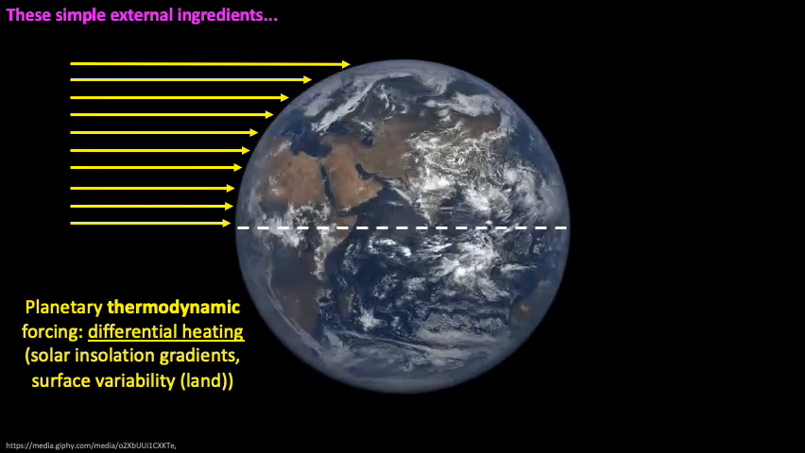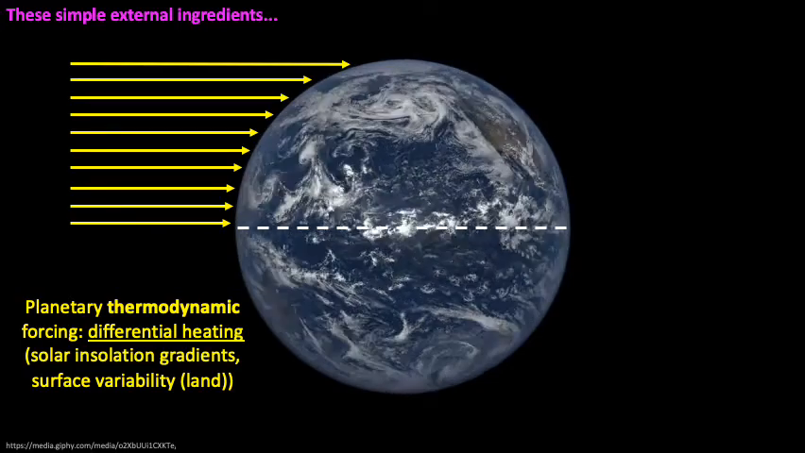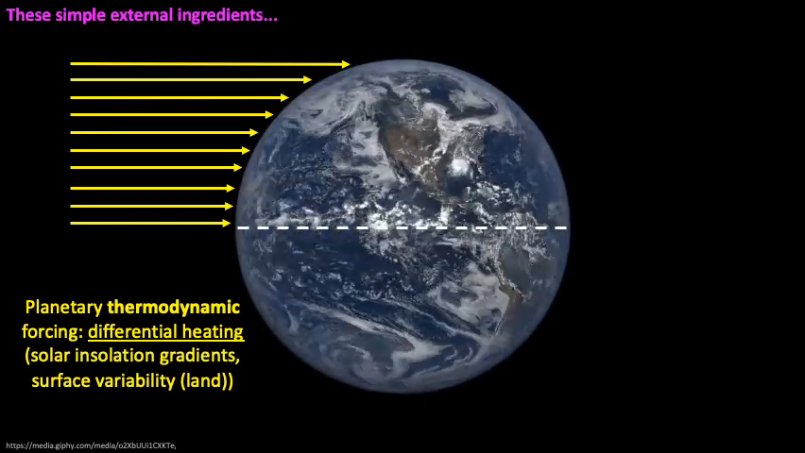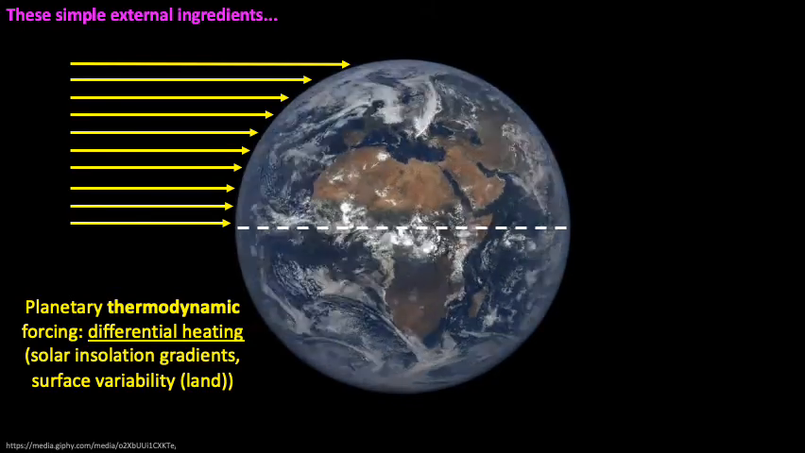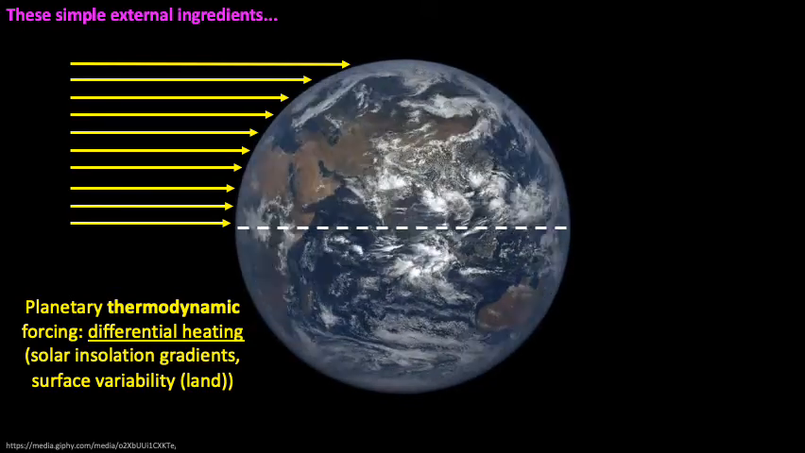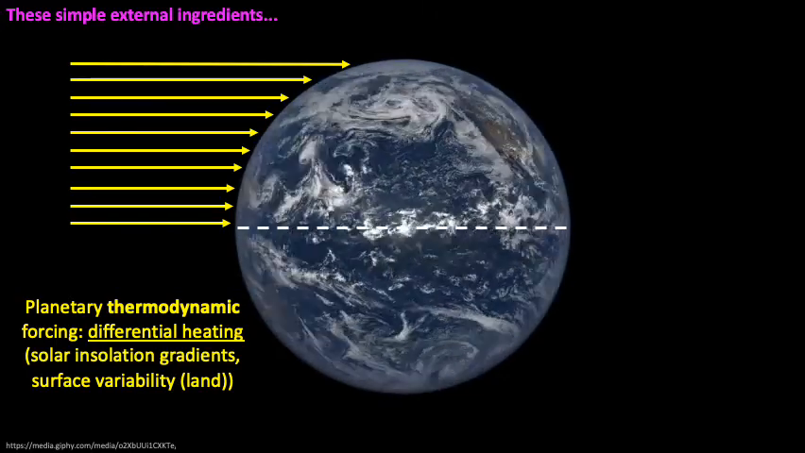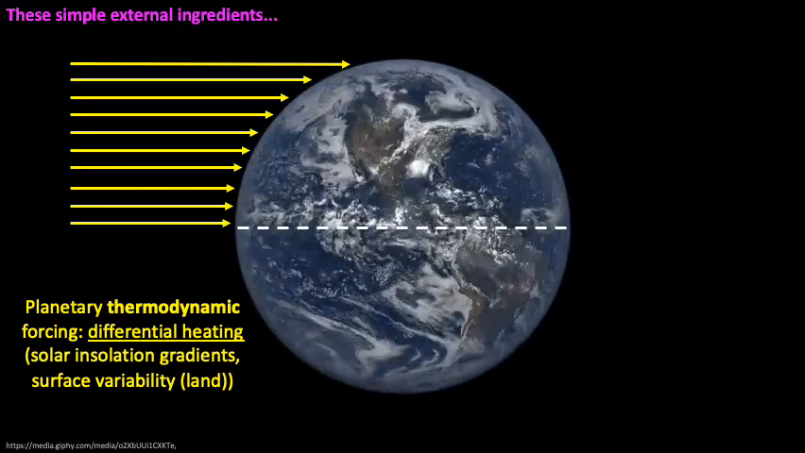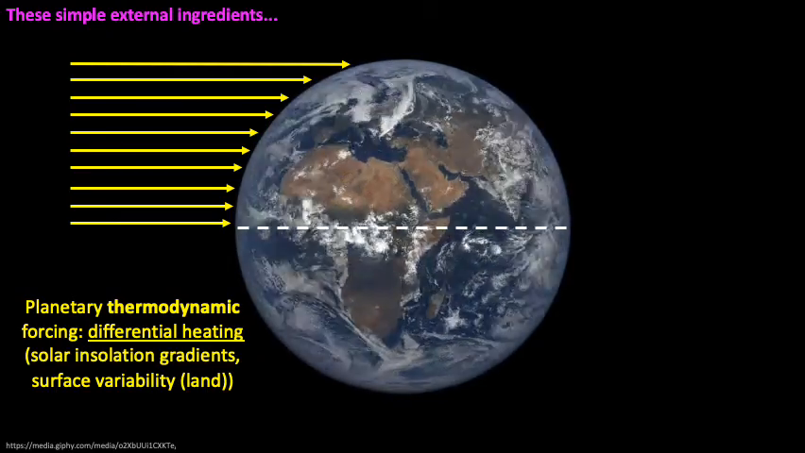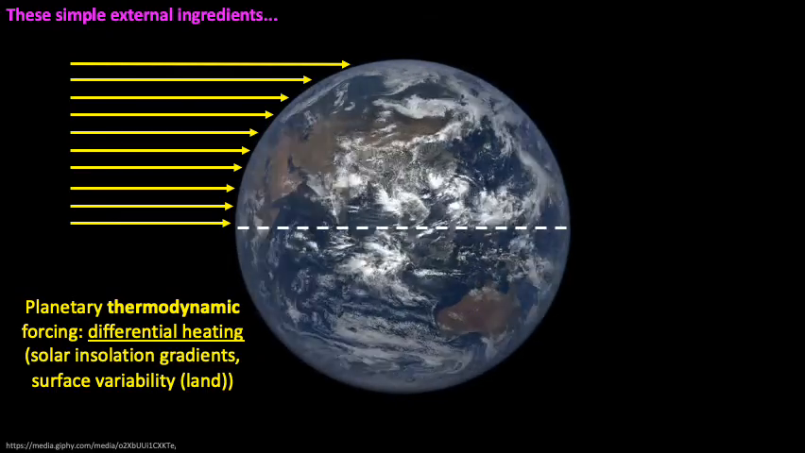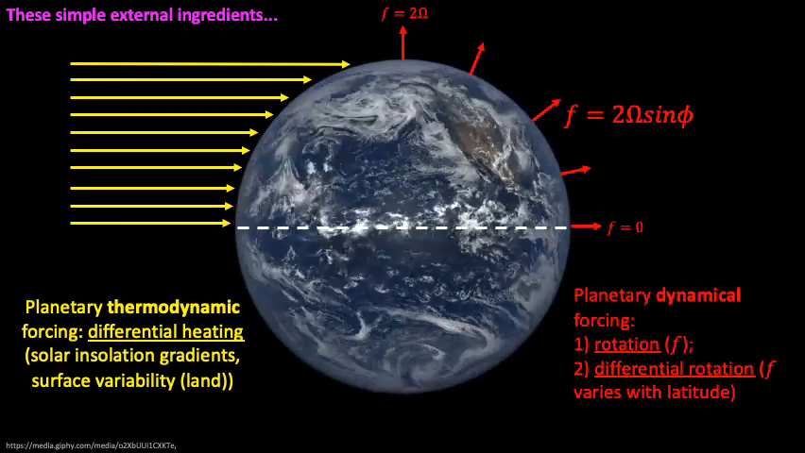So again, we have what we call planetary thermodynamic forcing, which is really differential heating. That's solar insolation gradients, first and foremost: we get more sun at the lower latitudes than at higher latitudes. And then also surface variability in terms of land, as well as variability in atmospheric properties, so variability in radiative absorption and emission, that ultimately give rise to our tropics being warmer than our poles.